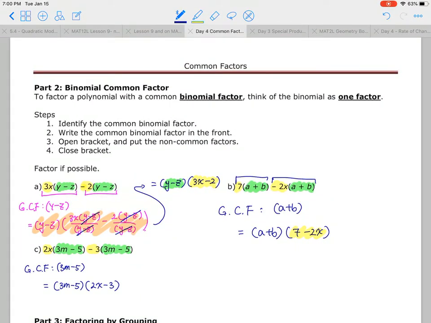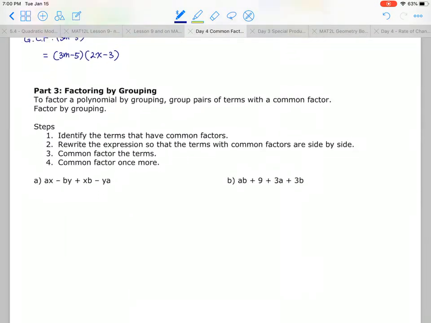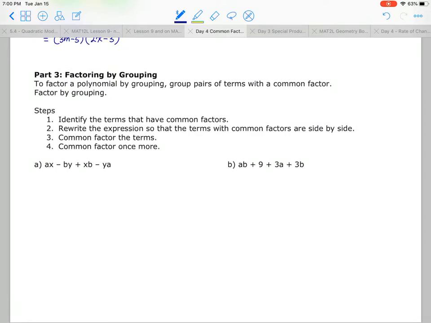So again, do not panic when you see binomial instead of monomial. They work basically the same thing. Okay. The last one is factoring by grouping. It's an application from part 2.